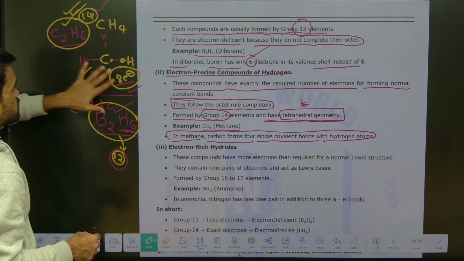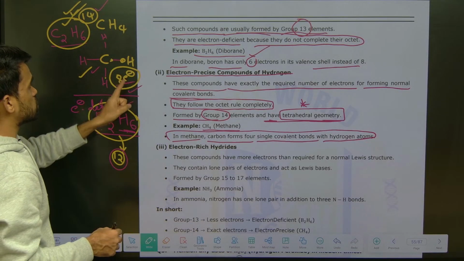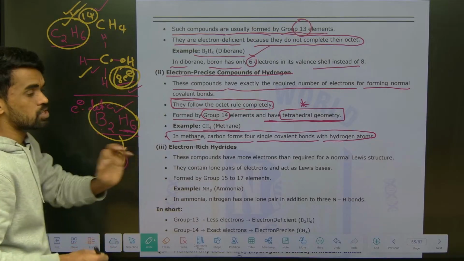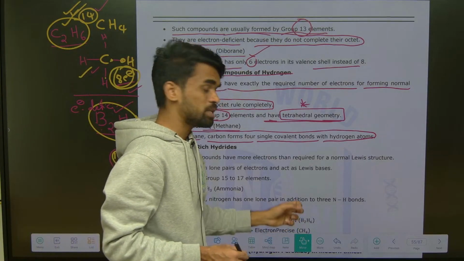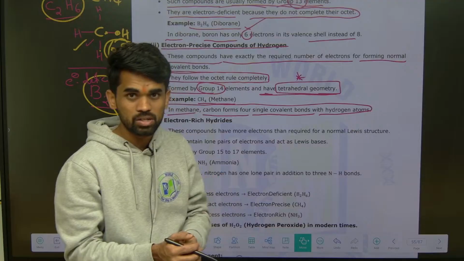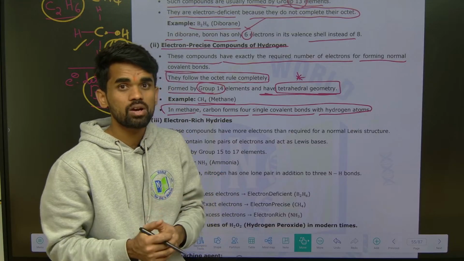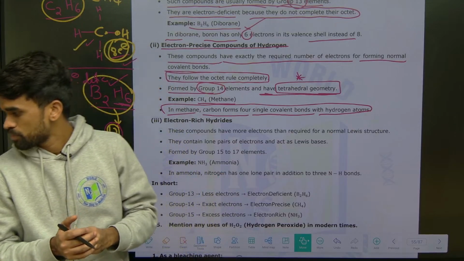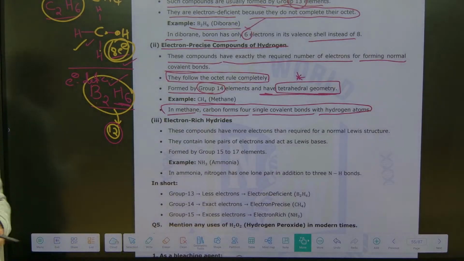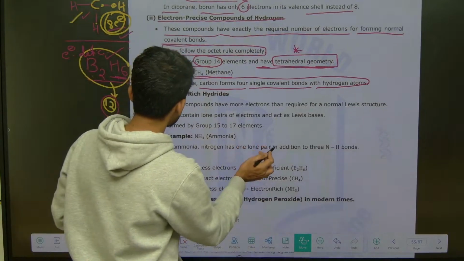Sigma bonds are there. That's why each bond contains 2 electrons, and that's why we are saying it has 8 electrons. This is the precise required number of electrons in the valence shell. So that's why we are calling it a precise compound. In a similar manner, we have a few more compounds to discuss here.